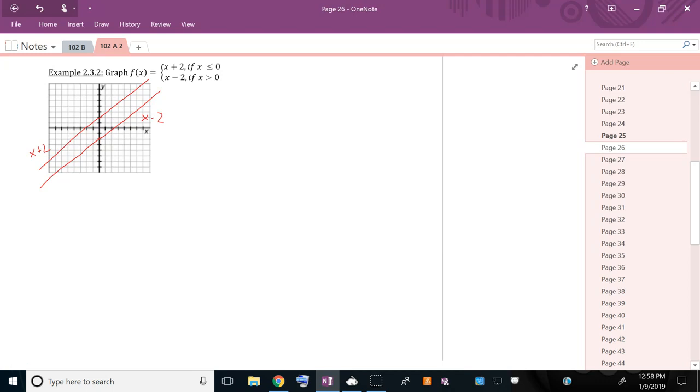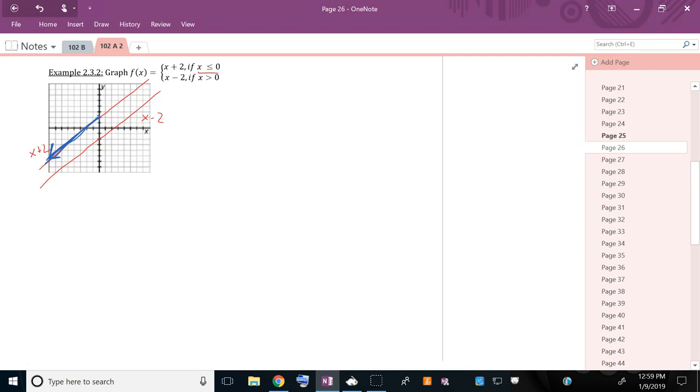Now again, we don't want the entire graph. We only want part of each graph. So the first one, I only want that where x is less than or equal to 0. So here is 0, less than or equal to 0. That means I want this left side. So this side I'm making nice and dark. That's the side I want.